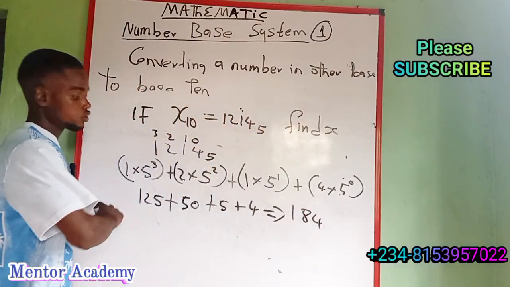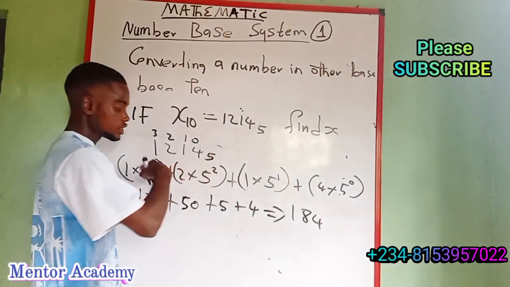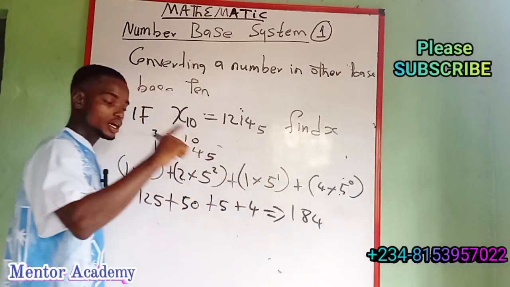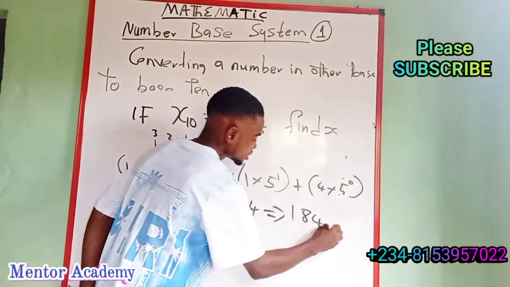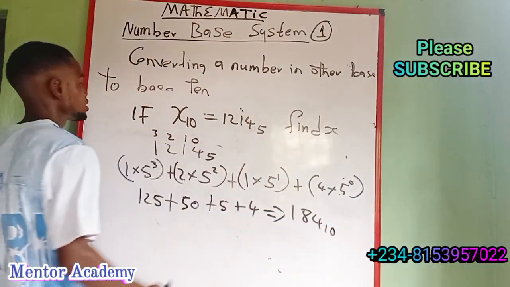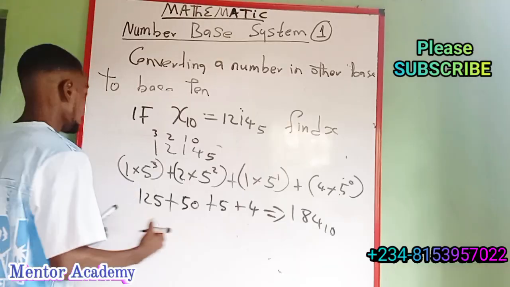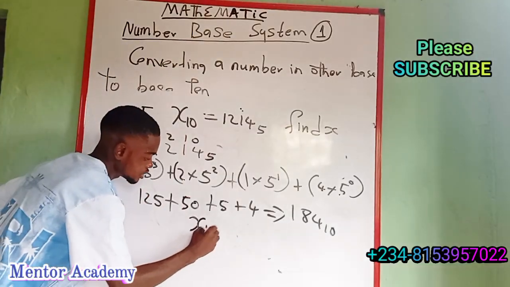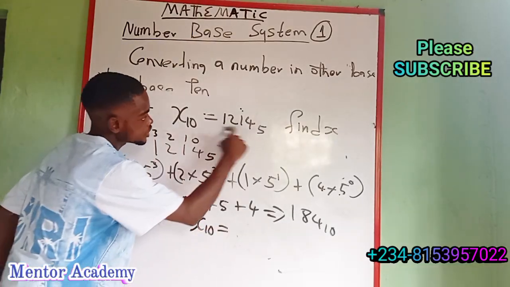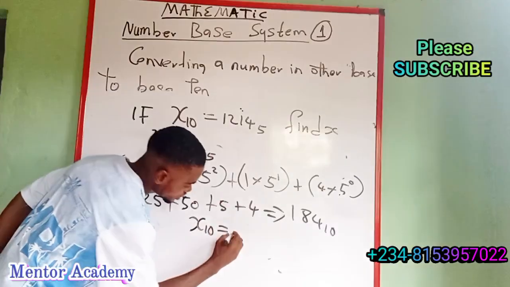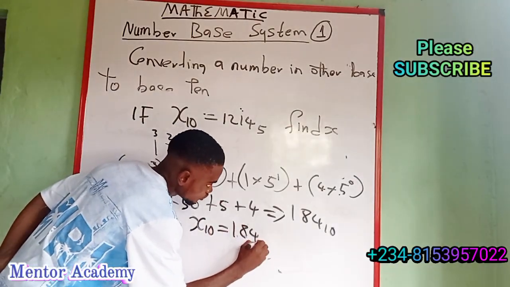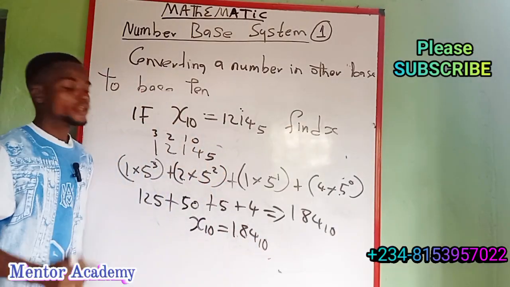184. And because we have converted from base 5 using these multiplications, it is now in base 10. So this number here, we can now write it as S base 10 equals what? This number that is converted to base 10 will now be written as 184 under base 10.